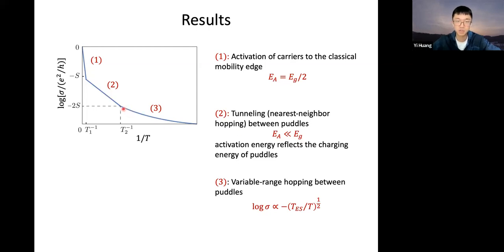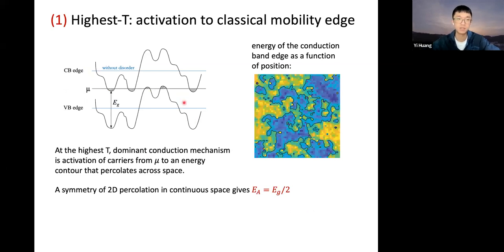And once you lower the temperature further, you go to variable range hopping. You no longer have a linear inverse temperature slope. Instead, you have a square root relationship. Okay, so let me comment on the 3 mechanisms.